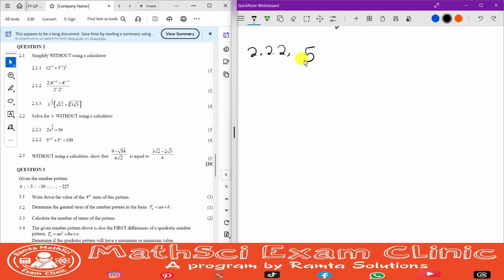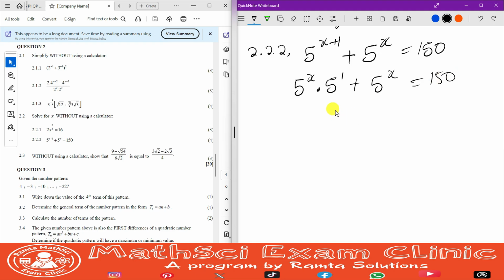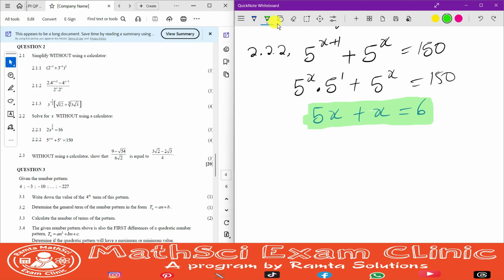2.2.2 says 5 to the power x plus 1 plus 5 to the power x equals 150. So let's expand this. It will be 5 to the x times 5 to the 1 plus 5 to the x equals 150. If you like, you can see this as 5 to the x plus 1, meaning it'll give you 6. If you like, you can do that.